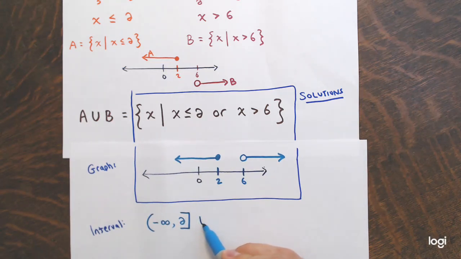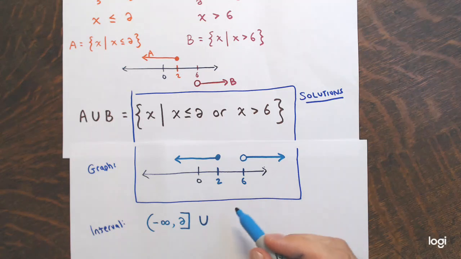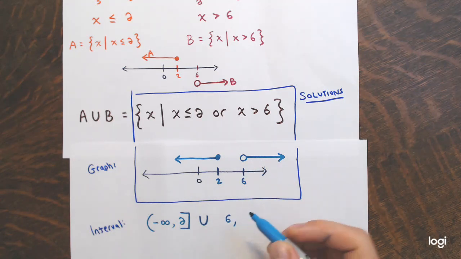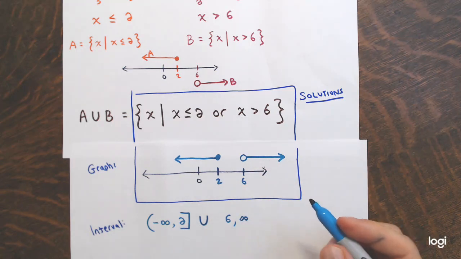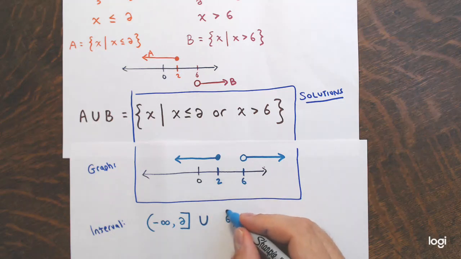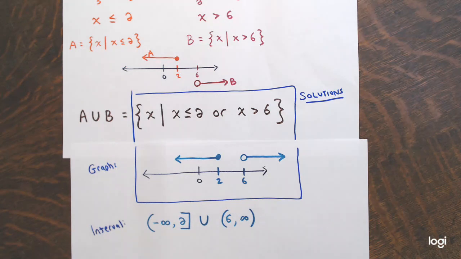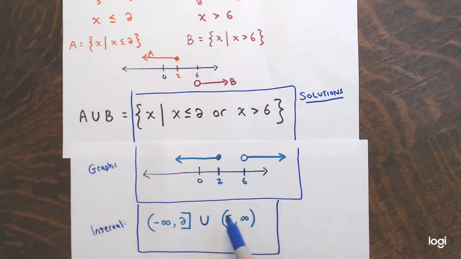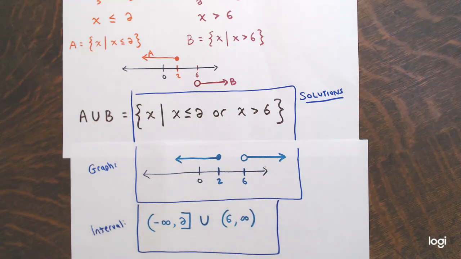Or, and again, or is symbolized by the union symbol. And then for this other piece, the left end is at 6, comma. There's no right end, indicated by positive infinity. 6 is not a solution, so parentheses on that. Infinity is not a number, so parentheses on that. And here is the interval notation for the same graph, the same set of solutions that we have seen already.